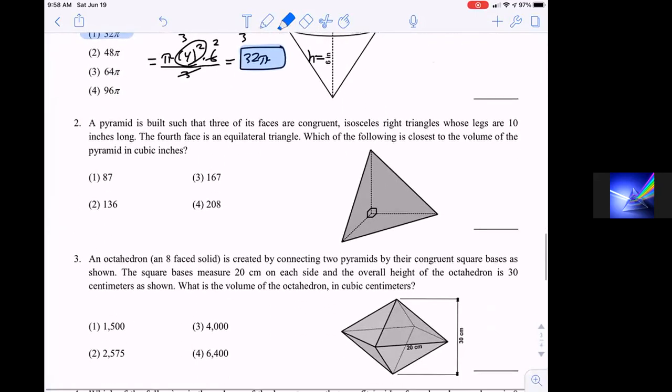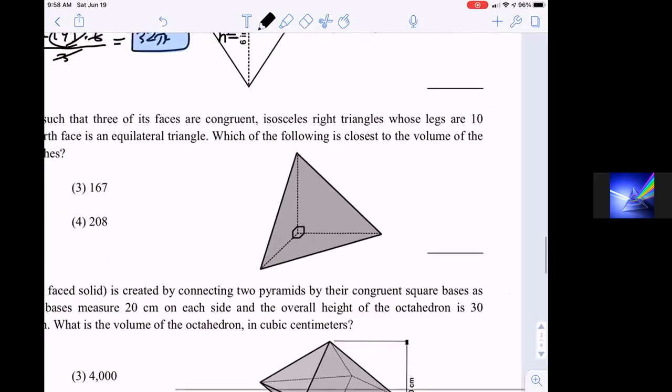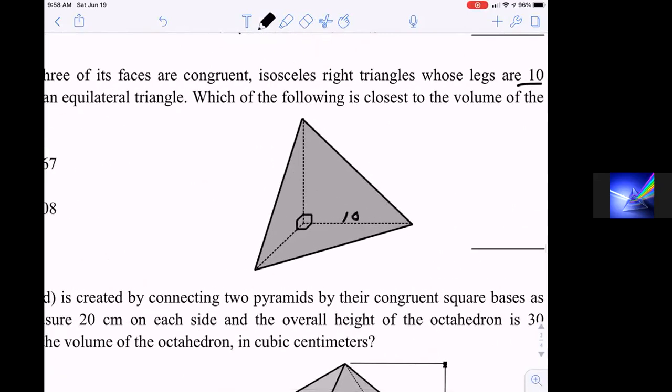Number two, a pyramid is built such that its faces are congruent isosceles triangles whose legs are 10 inches long. So in other words, this leg on the bottom, the back leg, and that back leg are all isosceles triangles. The face that's in the front here is an equilateral triangle. And that's what it says here. The fourth face is equilateral. So which of the following is the closest to the volume of the pyramid? So we know that all the legs are 10. So that's 10, that's 10, and that height is 10.